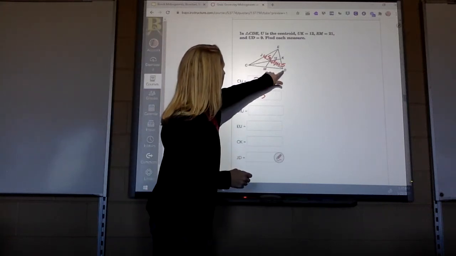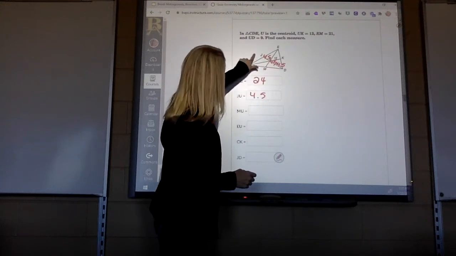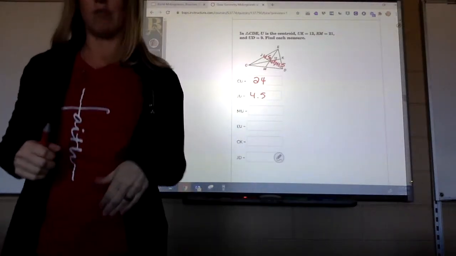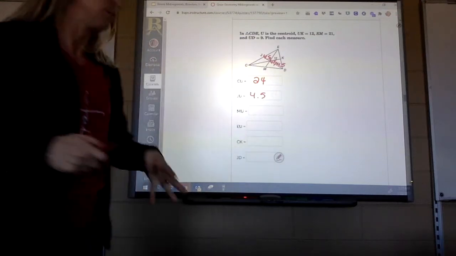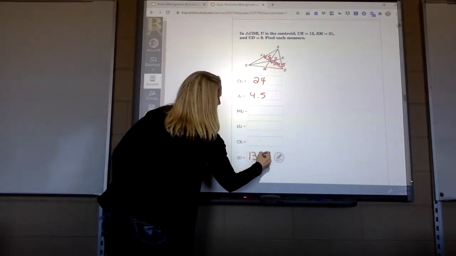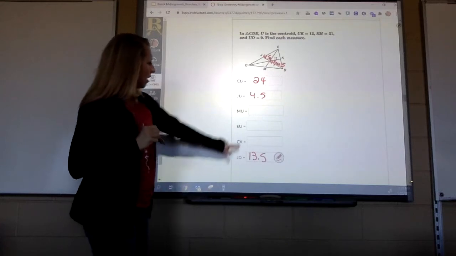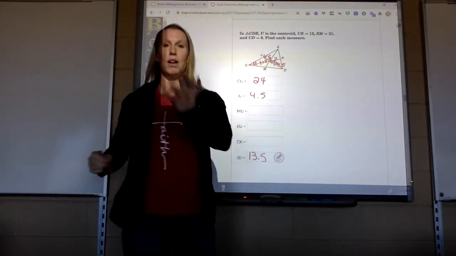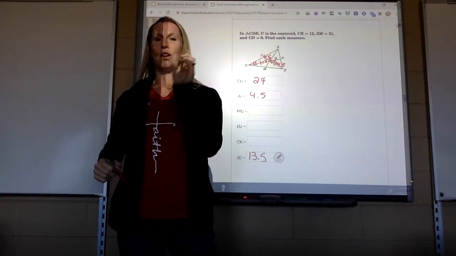Do I need the whole thing? I do. So JD would be 4.5 plus 4.5 plus 4.5, which would be 13.5. Okay. I also need the whole length of CK, which would be 12 plus 12 plus 12, or 36.